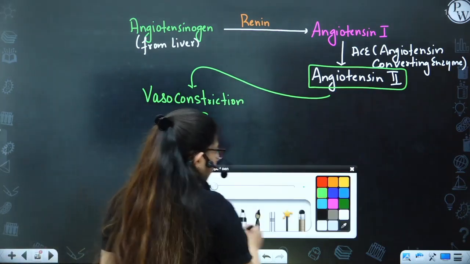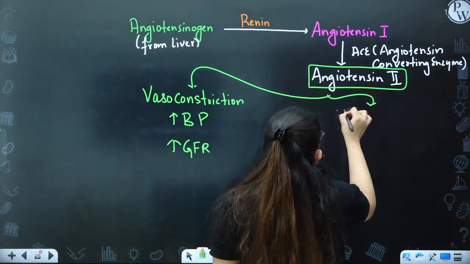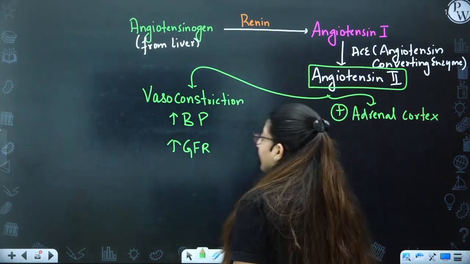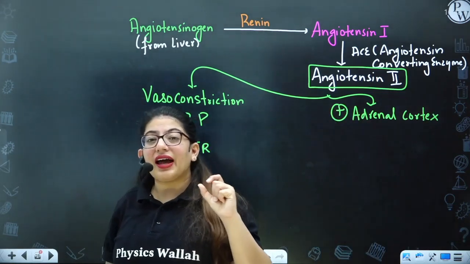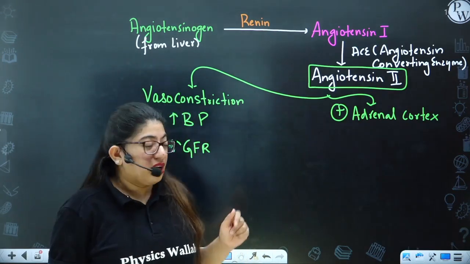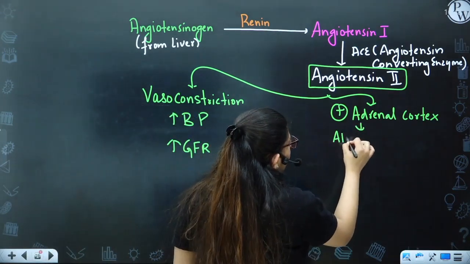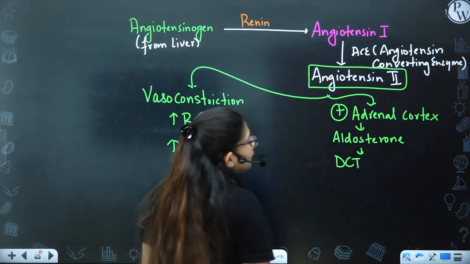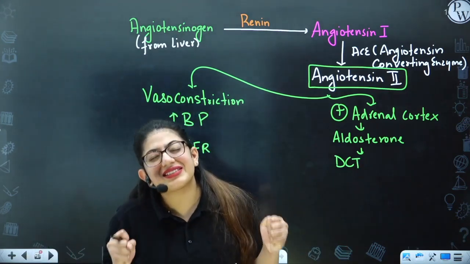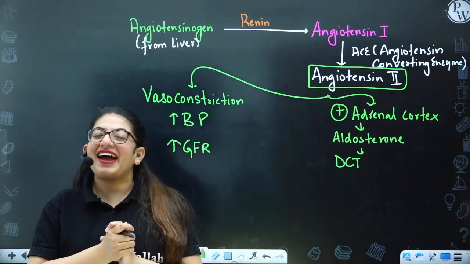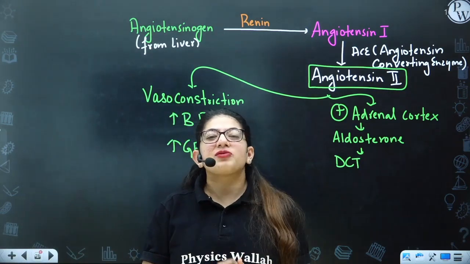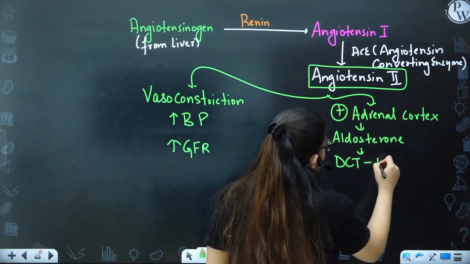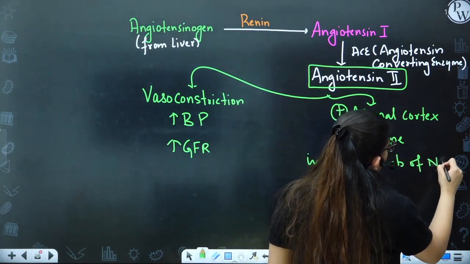Second thing, it will stimulate the adrenal cortex. You know what the adrenal cortex is? The adrenal cortex is a gland above the kidney, the adrenal gland. It secretes a hormone, aldosterone. Now, when the aldosterone comes, what will it do? Aldosterone will go to the DCT, and in the DCT, aldosterone will ask the DCT, please do the reabsorption of sodium ions and water. And hence we say the conditional reabsorption of sodium ion and water takes place in the DCT.